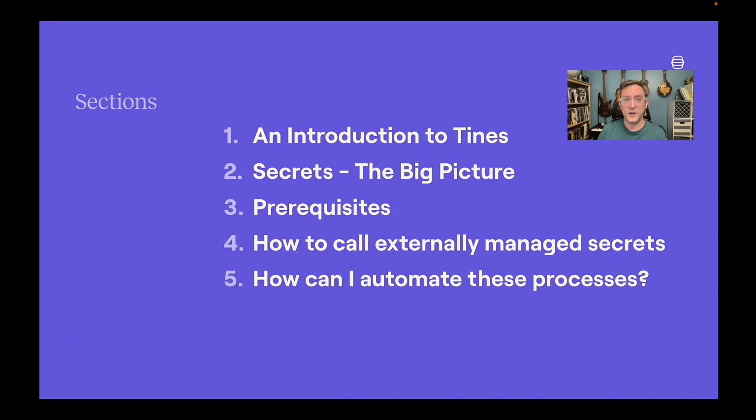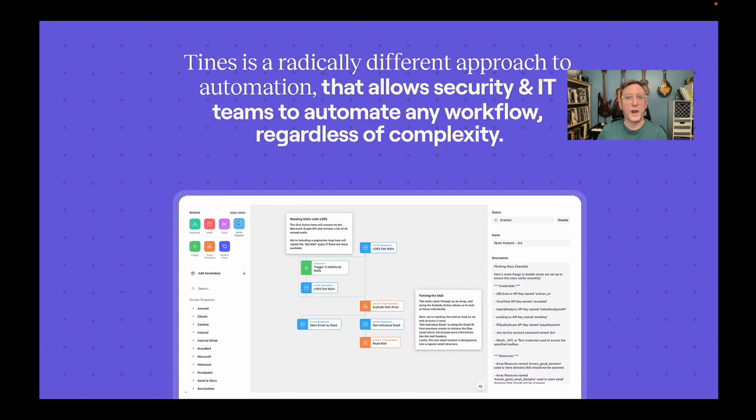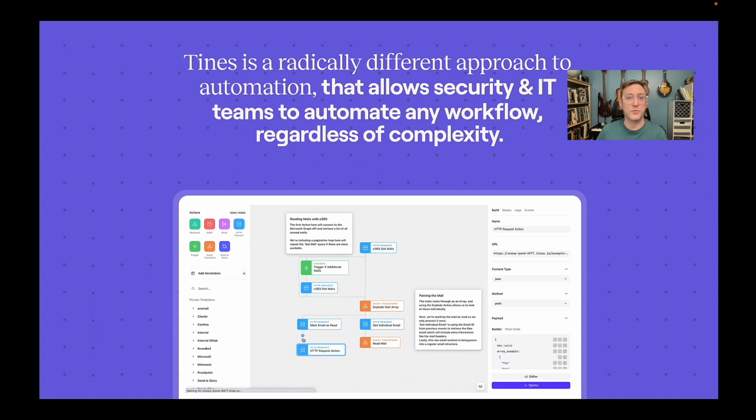So let's get started. We think of Tines as a radically different approach to automation that allows security and IT teams to automate any workflow regardless of the complexity. Any tool that has an API is fair game for us. We're happy to use anything that has an API, and we use that to integrate a number of different tools into workflows. What do those workflows look like?